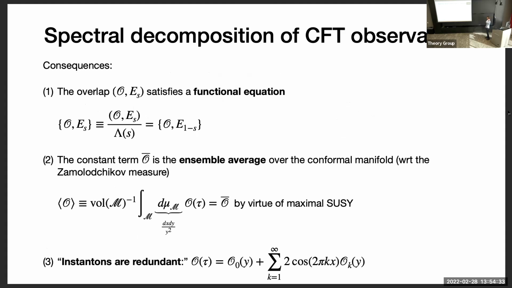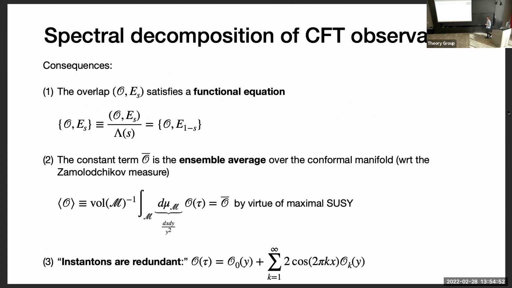So there are some immediate consequences of this. The first is that the overlap with the Eisenstein series satisfies a functional equation under reflection. So I define this funny bracket O, where I divide by this funny lambda function, and then that's invariant under reflections. And that's just inherited from the Eisenstein series.